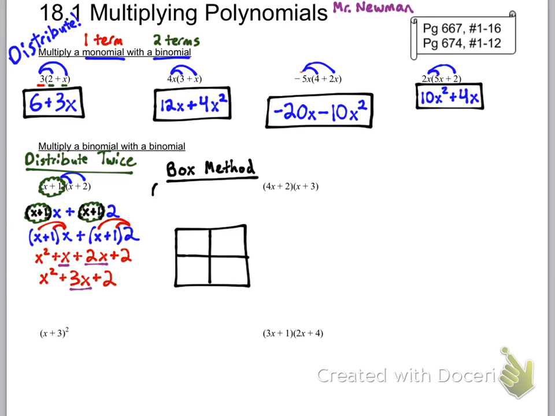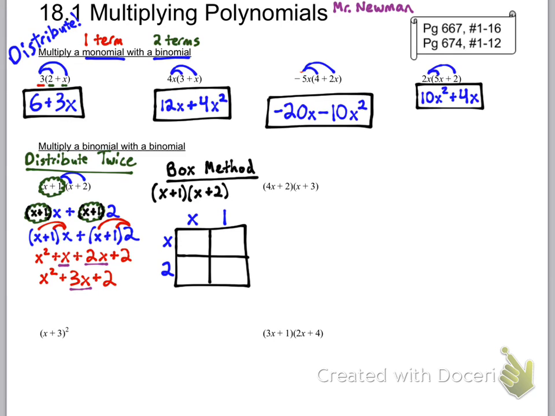So for the box method, I'm going to use the same problem. You're going to write one binomial on top, where each term gets its own column, and the other binomial along the side, where each term gets its own row. It actually doesn't matter which term you put on top and on the side, as long as you put one on one side and the other on the other side. Now, to get each pane in the box, you're going to multiply.